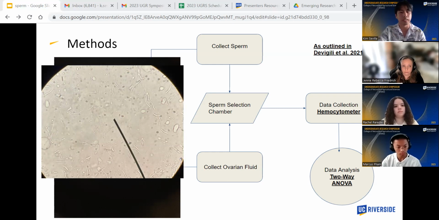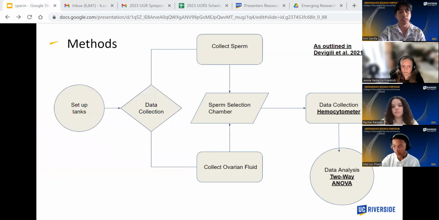All data will then be analyzed using a two-way ANOVA using the coding language R. As of right now, we have completed the initial preparations, are able to collect sperm and ovarian fluid, and also run the chamber. But the biggest block right now has to do with counting sperm using the hemocytometer, which I'll explain in my next slide.